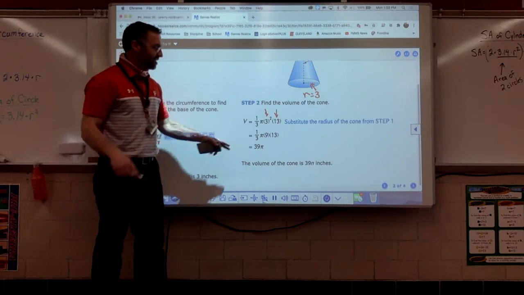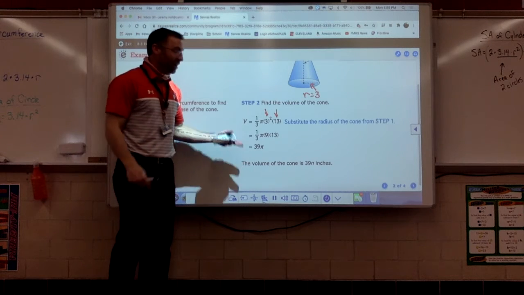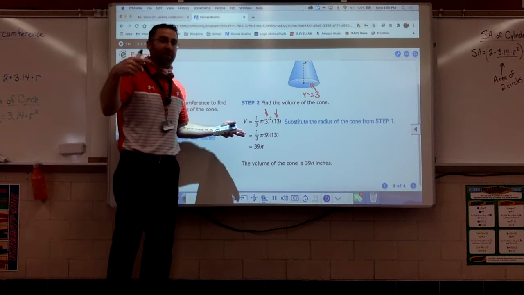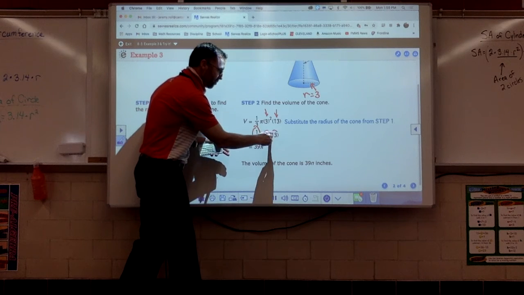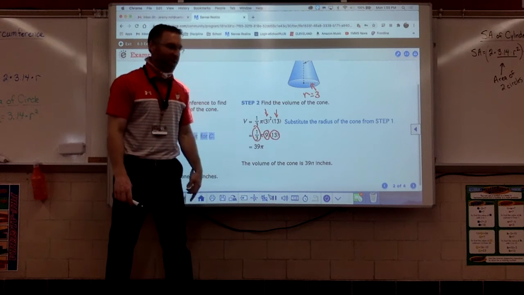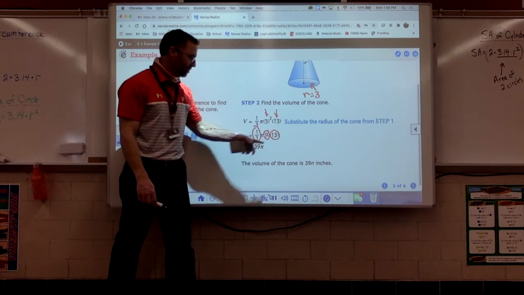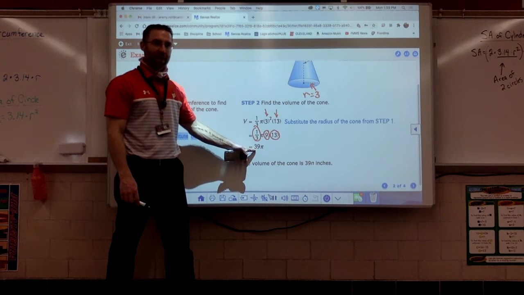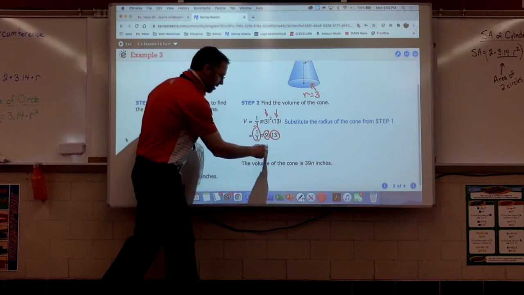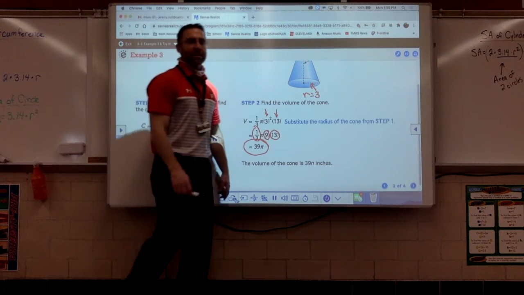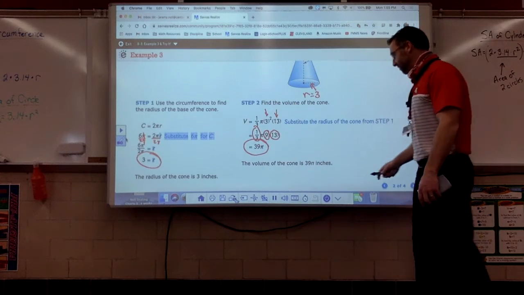Type it in, it says in terms of pi. Now what I tell my kids, if we're calculating things in terms of pi, multiply all the constant terms together, leave pi out of it. So 1/3 times 9 times 13 gives you 39. And then we have to multiply by pi. So this would be 39 pi. 39 pi's. Wow.